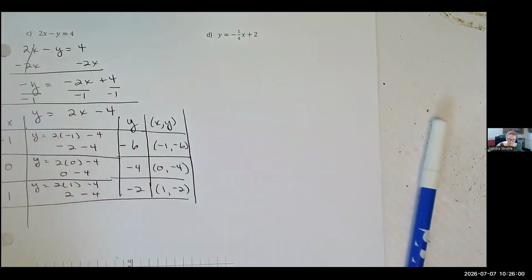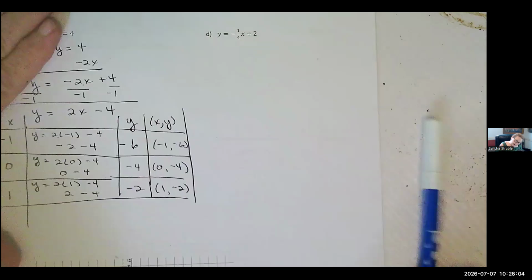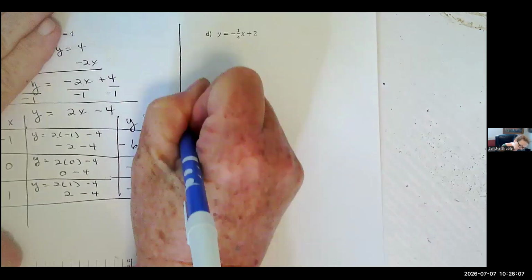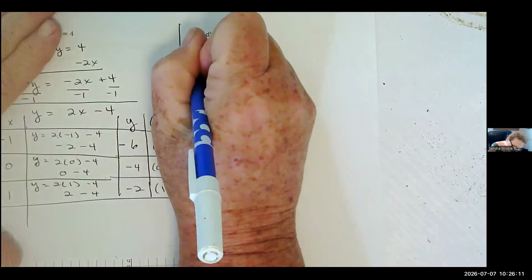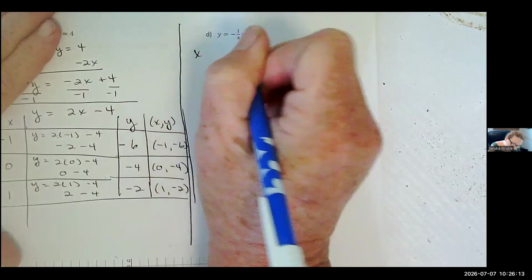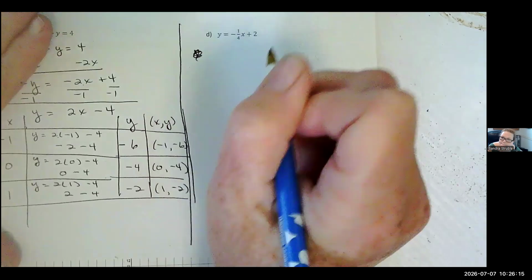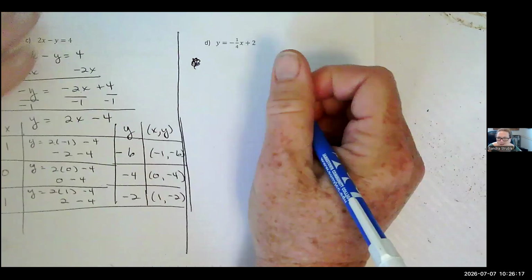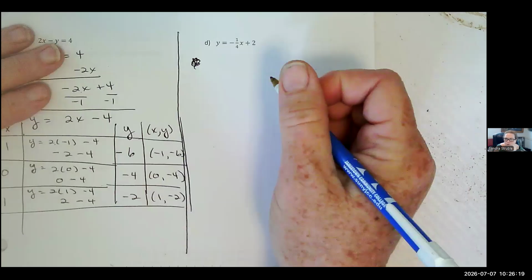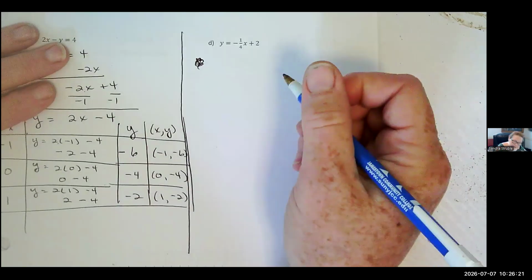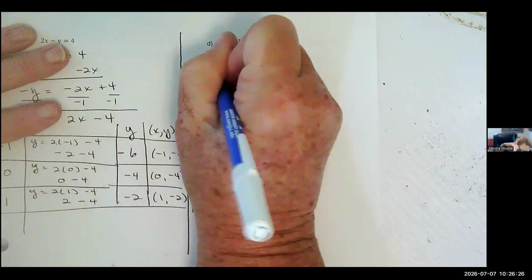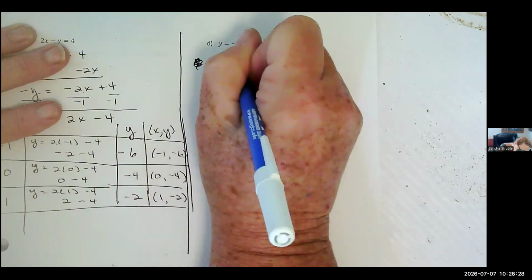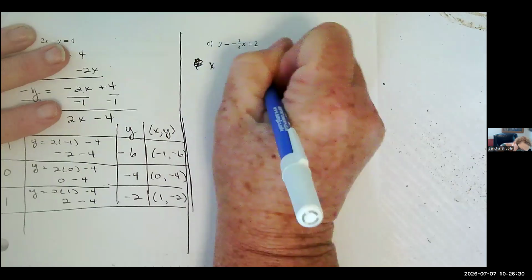Breathe, first of all. Do not skip this because there's a fraction. I'm going to make your life easier. I always try to. So again, let's get it set up. First thing I want to do is get rid of the fraction. Okay, I know what I'm going to do. Let's set it up: x, and then y equals negative 1/4 x plus 2, and then x, y.